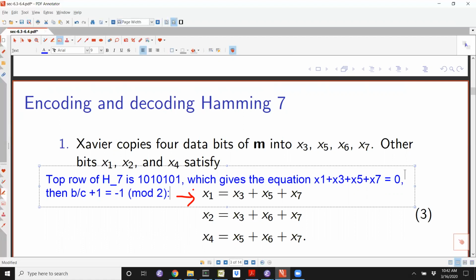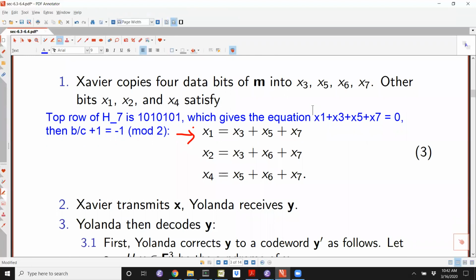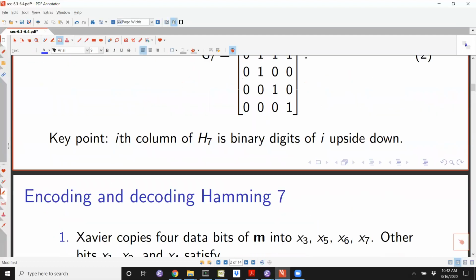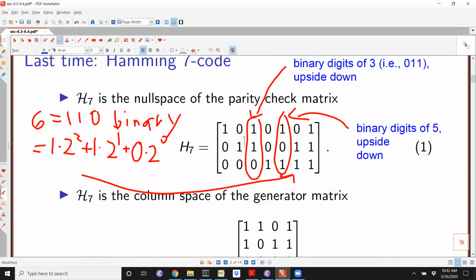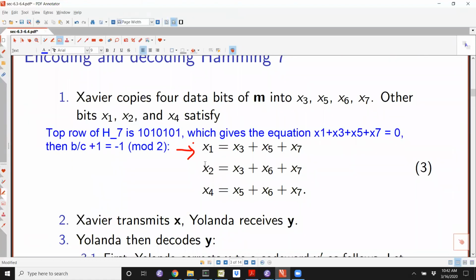That's actually the great thing about doing everything mod 2, is that you cannot make any sign errors, because plus is the same thing as minus. Yay! It's been everyone's dream, right? Anyway, similarly, you can read the other rows of H7 in a similar way, and that tells you what x2 and x4 have to be after you've chosen x3, x5, x6, and x7.